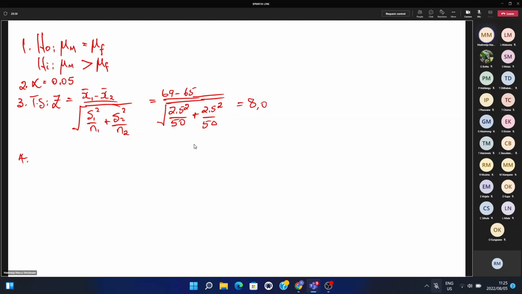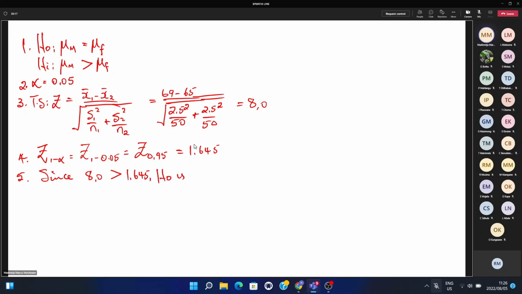And then it is a one-sided test, so it's 1 minus alpha. So it becomes Z1 minus 0,05, and it is a Z of 0,95, and this is equivalent to 1.645. So now we are able to decide: since the calculated value 8,0 is bigger than the critical value 1.645, then the null hypothesis is rejected.